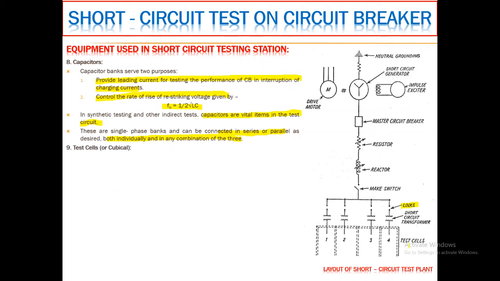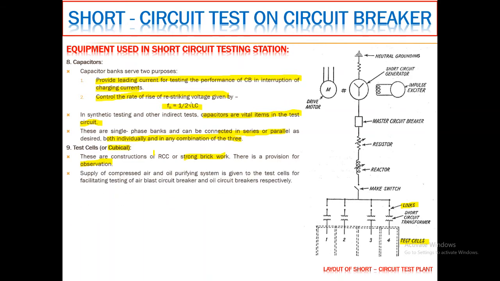The test cells, as you can see. Normally the specific term which is used as test cell is the cubicle in which one has to place the circuit breakers. These are constructed of concrete work or strong brick work. There is a provision for observation, so there is a glass window through which one can analyze the situations during the test.